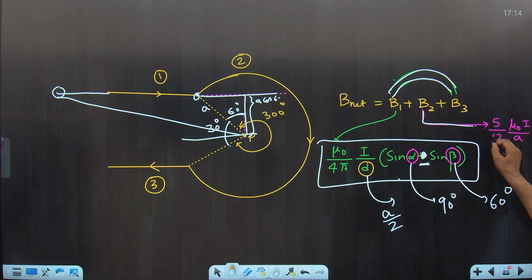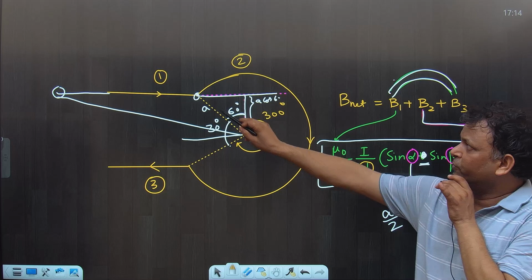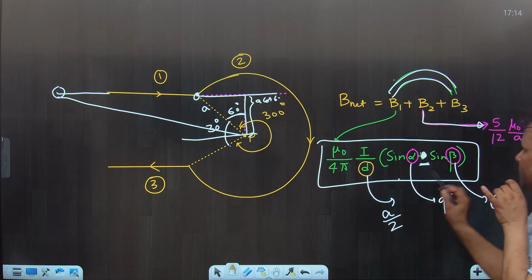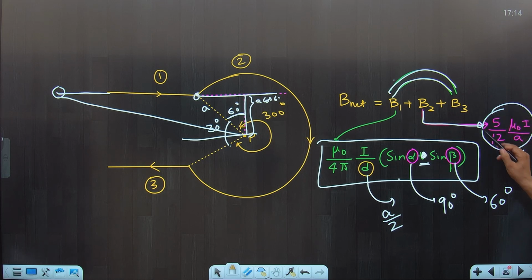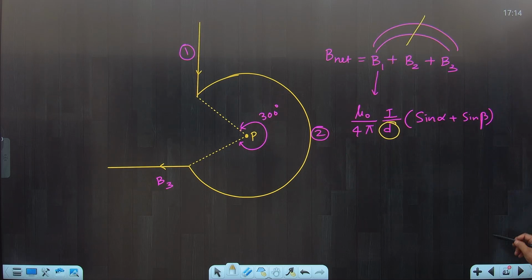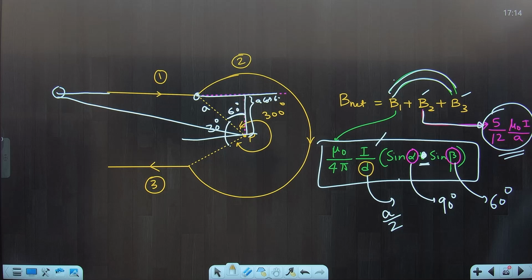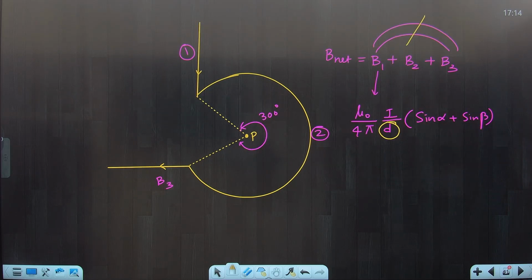What about B2? B2 is 300 by 360. This is a complete circle. In the previous problem, you just calculated this much. So you add this one plus this one plus this one, you will get the result. I do not have the answer here. You can calculate the magnetic field by yourself.